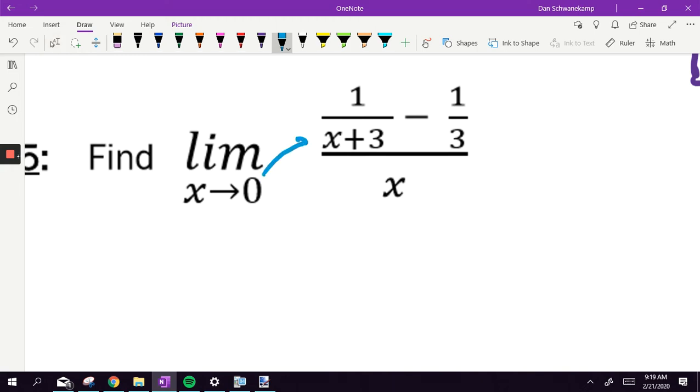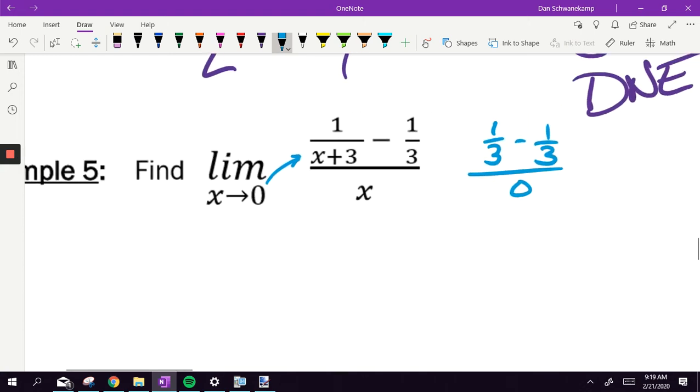Plug in 0. So if I plugged in 0 on top, I would get 1/3 minus 1/3 all over 0. What does that get me? Oh no, 0 over 0. Sad face. Because if I get 0 over 0, I've got to do more work. I don't know what my answer is. It's an indeterminate form. So I need to go from there.